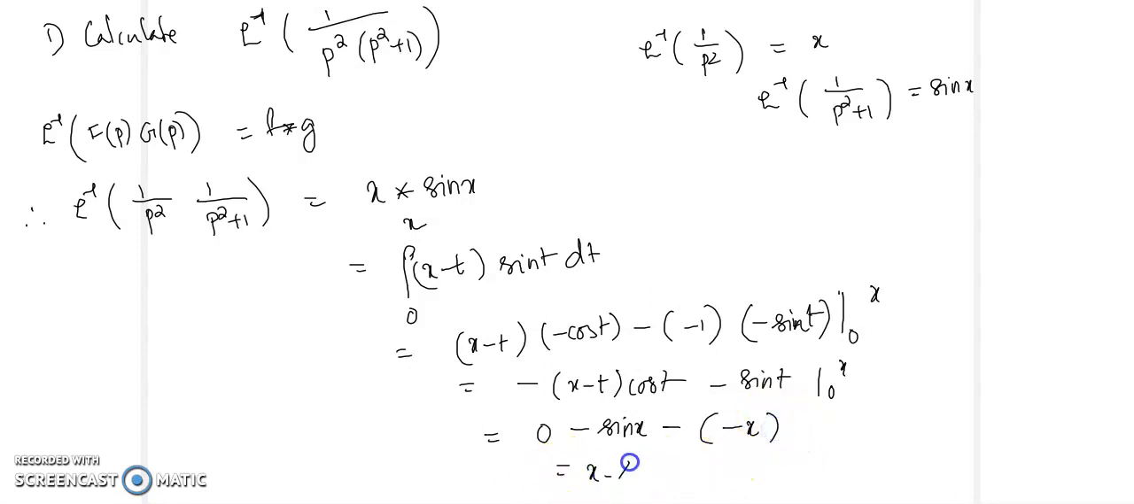So that will be equal to x minus sin x. So that is the value of L inverse of 1 by p square into p square plus 1. Now this property of convolution is also used when you solve integral equations. So suppose you have an equation of the form, so let us write it as a problem.